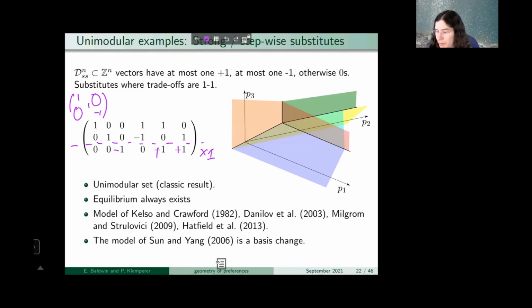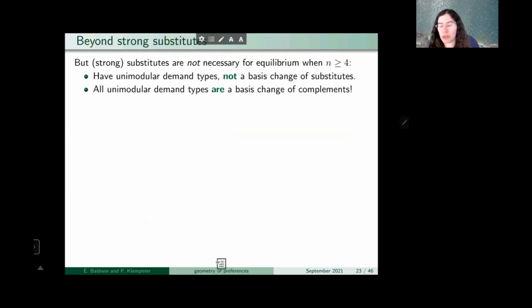So that's strong substitutes. And for n less than or equal to three goods, that's all there is up to basis change. But when we've got four goods, that is not necessarily the case. And in fact, what's rather interesting, this is another result of Vladimir Danilov with another co-author, Pashenkin. In fact, all unimodular demand types are a basis change of a purely complements demand type.